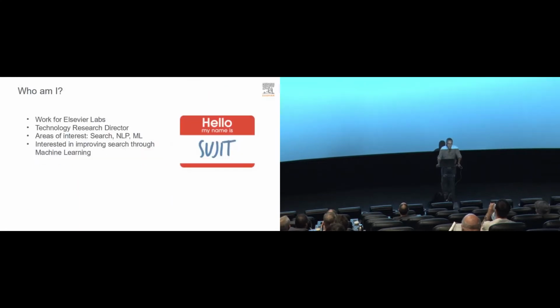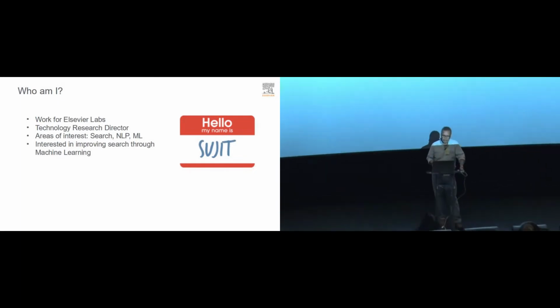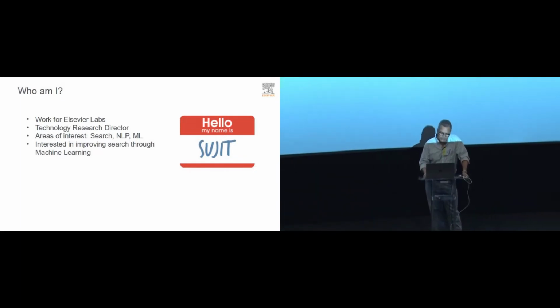So a little bit about me before we start. I work for Elsevier Labs, like Charlie said. My title is Technology Research Director, although I actually don't direct anything or anybody. I'm basically an individual contributor in the areas of search, NLP, and ML. I used to be a search engineer, but nowadays most of my involvement is towards the machine learning pipelines of search. I still work in search, but I'm not at the forefront of search. It's more that I try to find things that might help make it better.